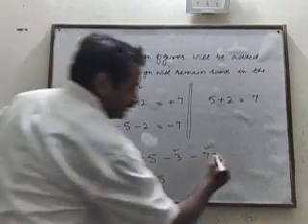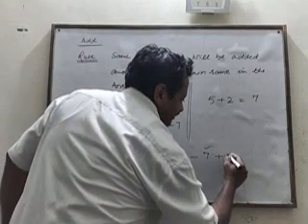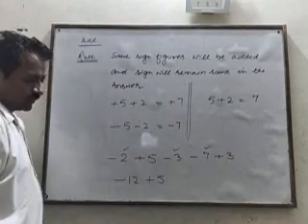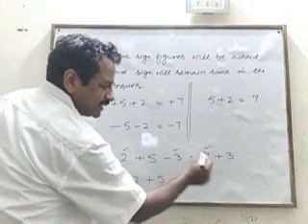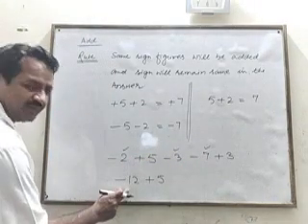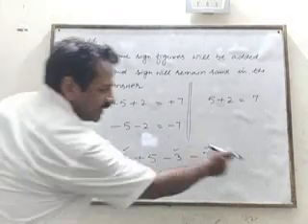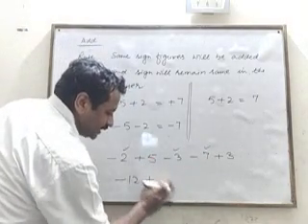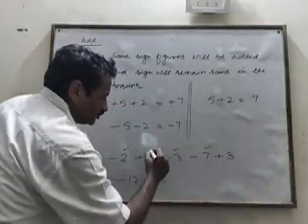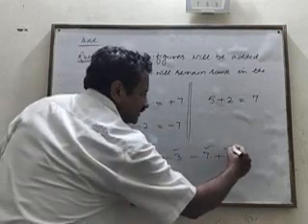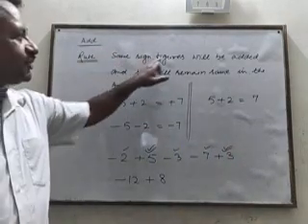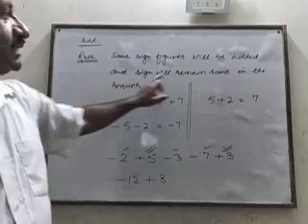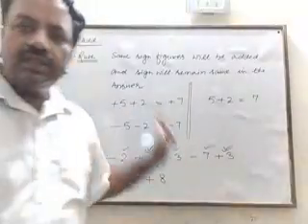Suppose here it is plus 3 also. Then minus 2, minus 3, minus 7 will be added and will become minus 12. 5 and 3 will be added and become plus 8, because these two have the same sign. So always remember, same sign figures will be added and the sign will remain the same in the answer.